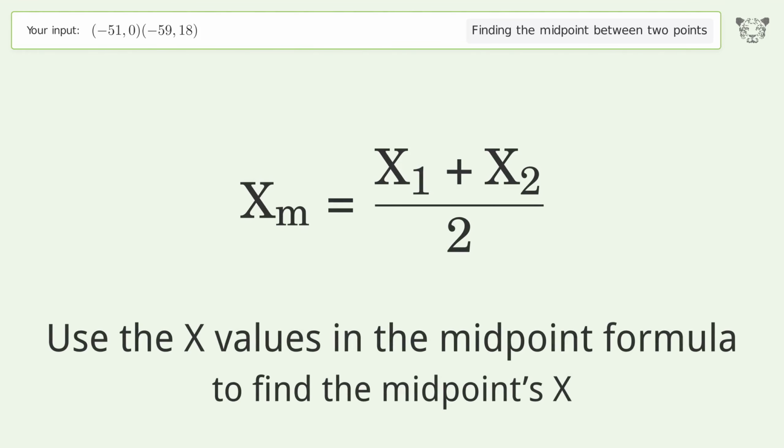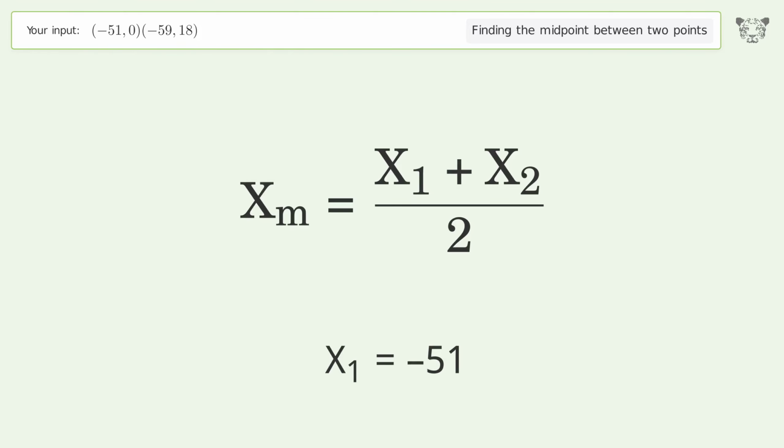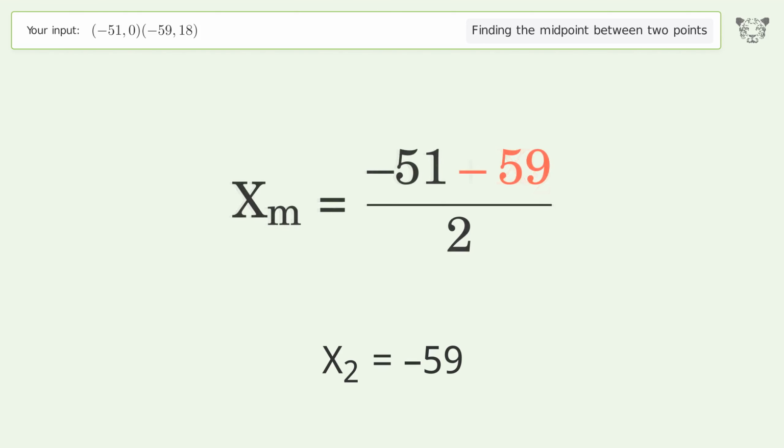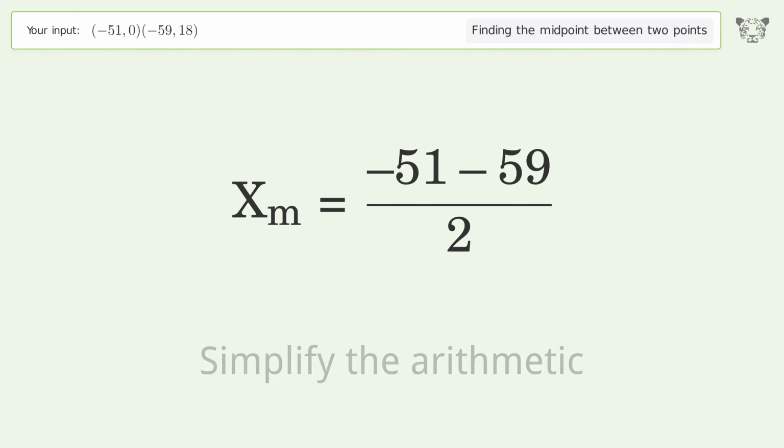Use the x values in the midpoint formula to find the midpoint's x. x1 equals negative 51. x2 equals negative 59. Simplify the arithmetic.